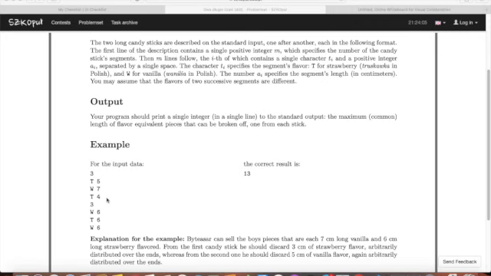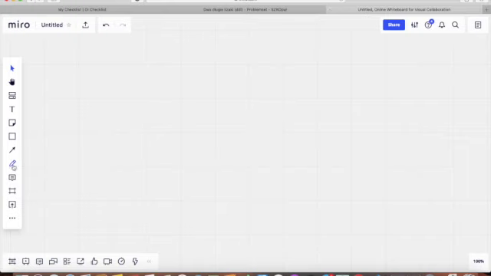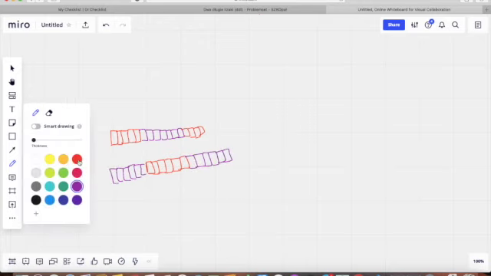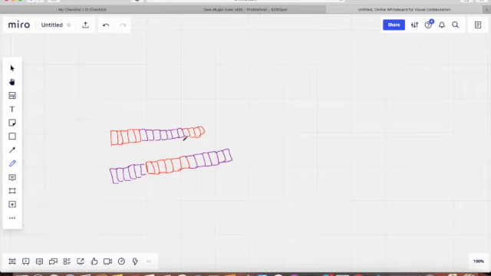Now, what do we have to report? We have to report the longest total length that we can form out of all the segments, so that the total length of strawberry and vanilla segments are same in both the arrays. So let's take this example. So the red portions represent T, that is strawberry, and then the purple portions represent vanilla.